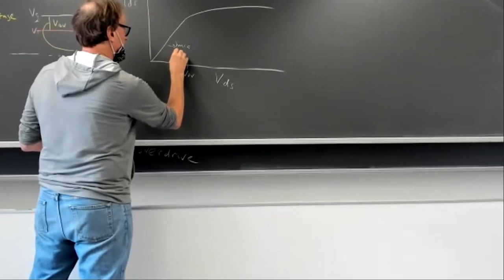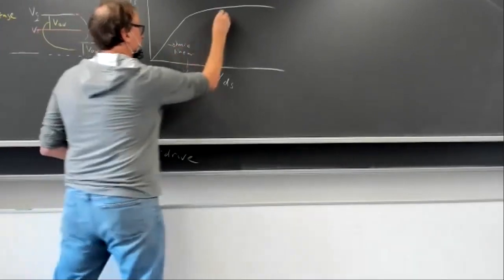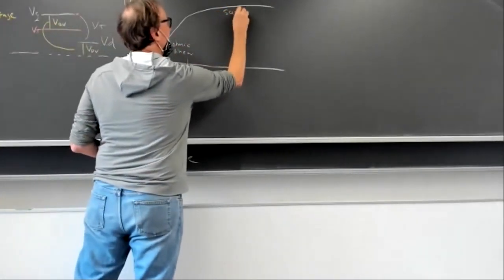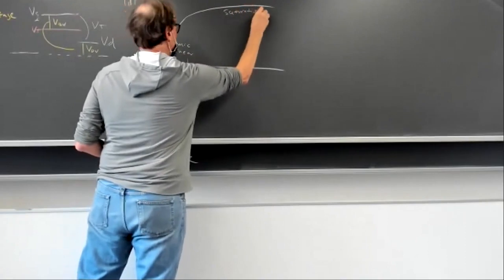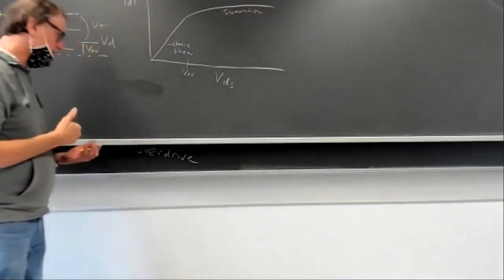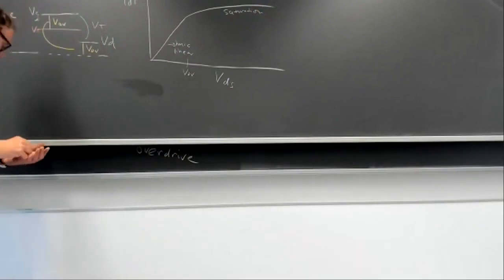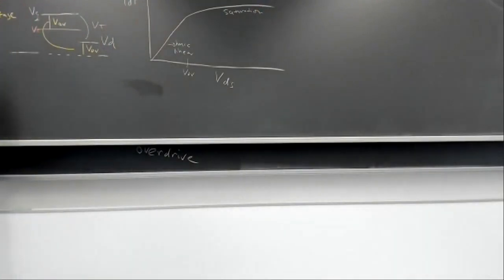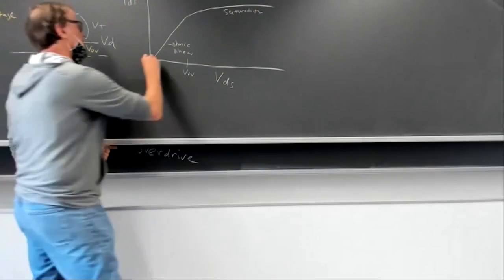And or linear. This is the saturation region. That's for one particular gate voltage. If I increase the gate voltage, what happens? Now we get a different curve, right? And we get a steeper curve.